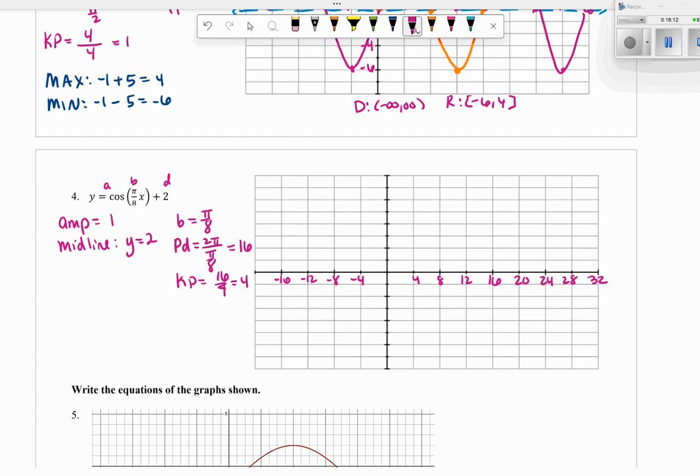And then I'm going to change my y-axis scale so it's not too close to my x-axis key points. I'm going to make this 1 and this 2 and this 3 and 4. You don't always have to go by 1 on the scale. If you want to, you can. Doesn't matter. So now we have our midline at 2.